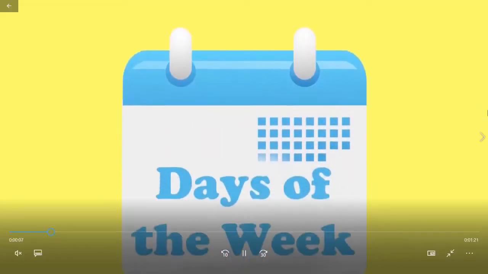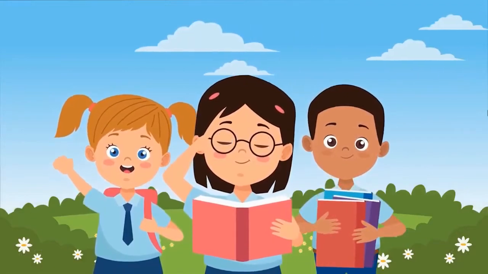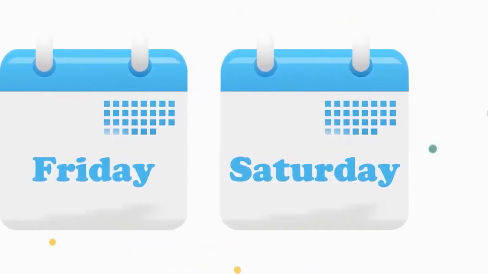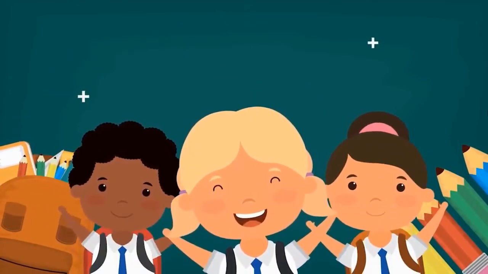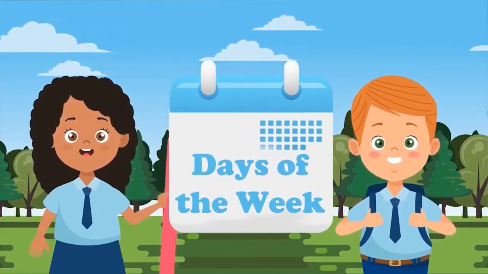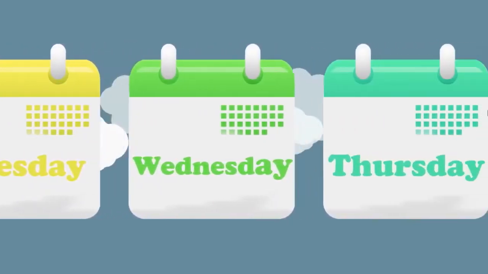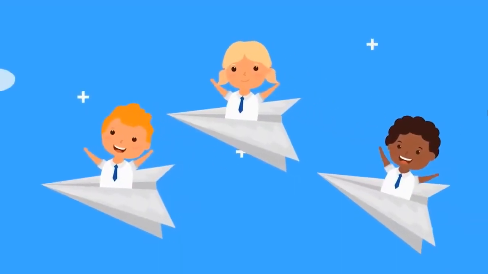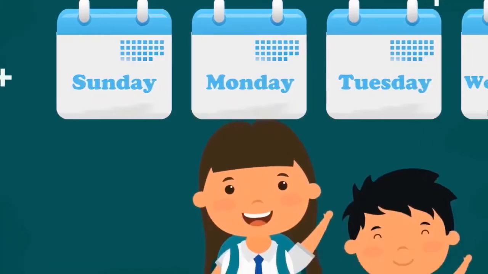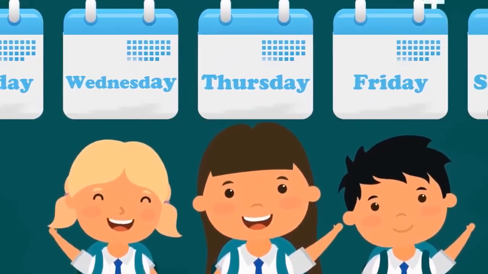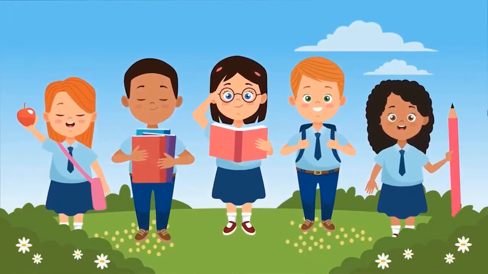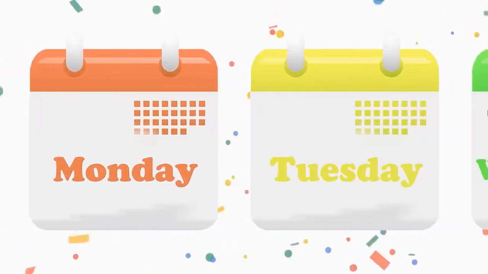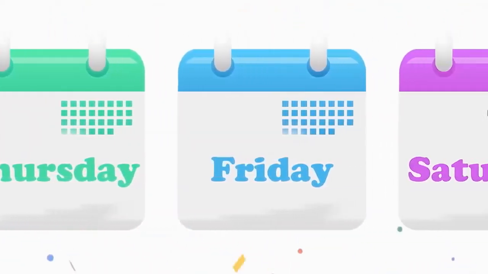Days of the week, days of the week. There's Sunday and there's Monday, there's Tuesday and there's Wednesday, there's Thursday and there's Friday, and then there's Saturday. Sing with me now. There's Sunday and there's Monday, there's Tuesday and there's Wednesday, there's Thursday and there's Friday, and then there's Saturday.